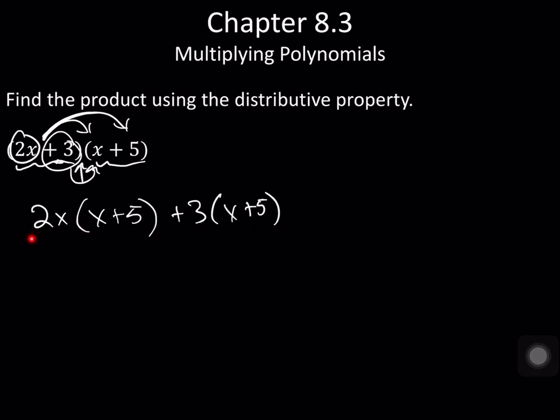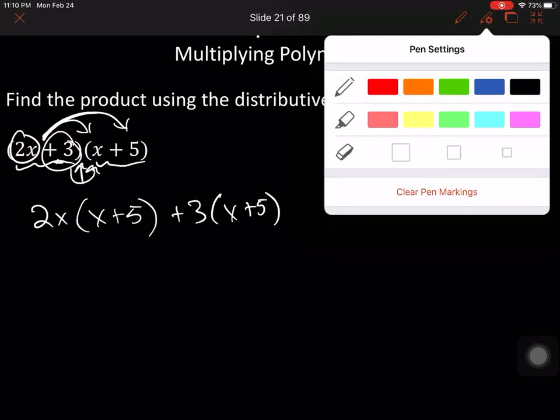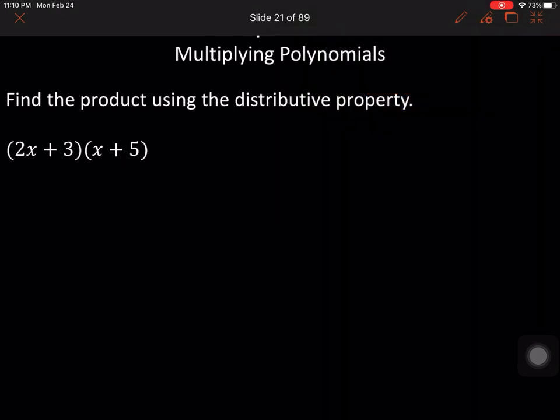Now, it's very similar to a problem that we did in the previous part of this chapter, where a monomial wanted to be multiplied times a polynomial. And we did that twice. So this is not a new thing in and of itself. How we got here, how we started with two binomials and ended up with a polynomial times a binomial, that's a little different. So the 2x wants to be distributed, and the plus 3 wants to be distributed.